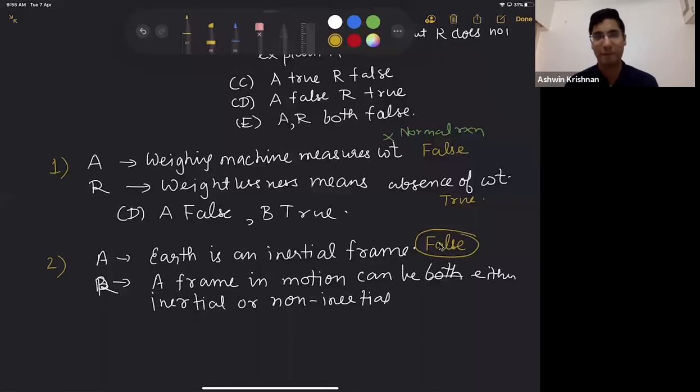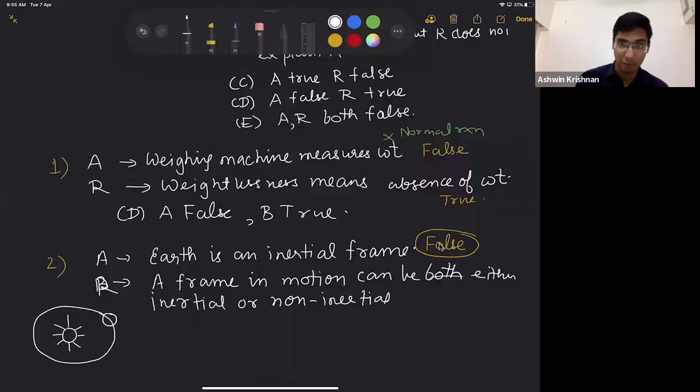Earth is not an inertial frame. This might seem surprising to you, but because you know that Earth is actually moving around the sun in a circular motion, and some of you might have already studied and will study later, circular motion is an example of an accelerated motion, right? There is a centripetal acceleration. We will study that later. There is an acceleration of omega square r. That is the acceleration. And because Earth is moving in an accelerated motion and also rotating, Earth cannot be considered an inertial frame. Okay. So A is false and B is obviously true.